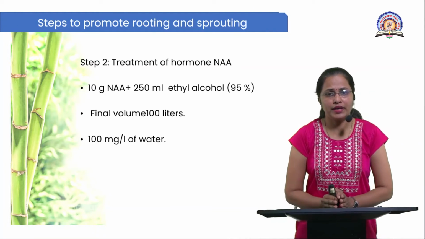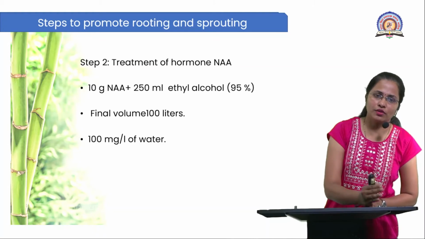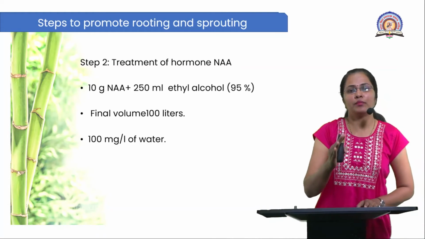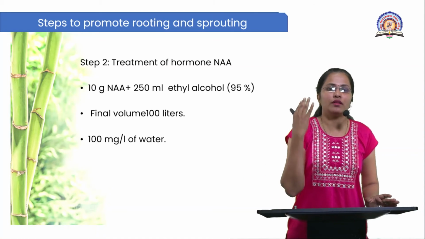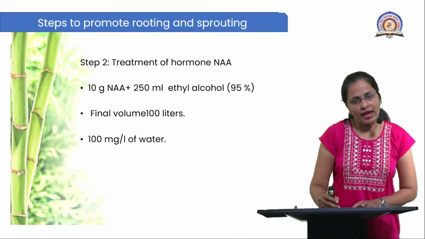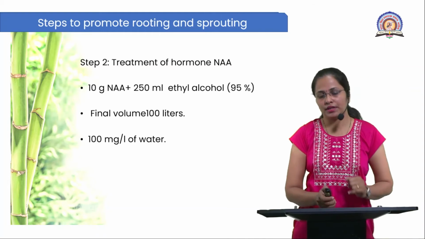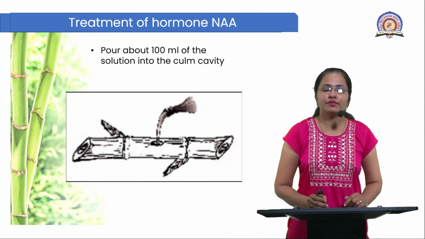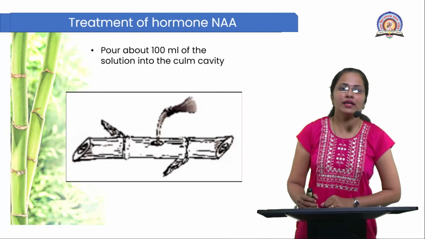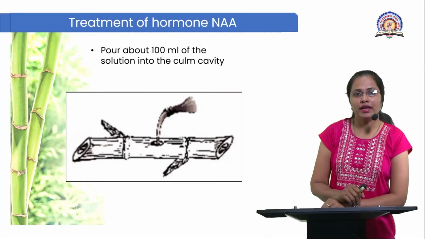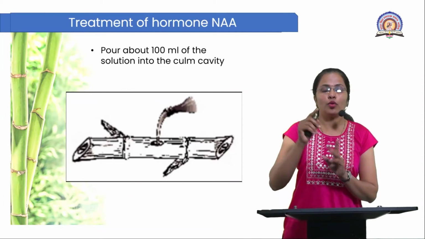So what we have done here, we have taken 10 gram of NAA, dissolved that NAA in 250 ml of ethyl alcohol which is 95%, and then we are going to make a final volume of 100 liters, and the final concentration of this stock is 100 mg per liter of water. Now out of this 100 liters of the NAA, we are taking 100 ml. Now we are going to pour that NAA within the hole.